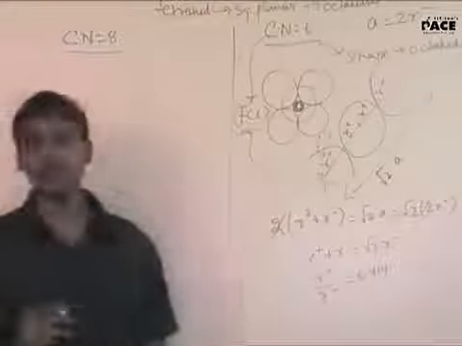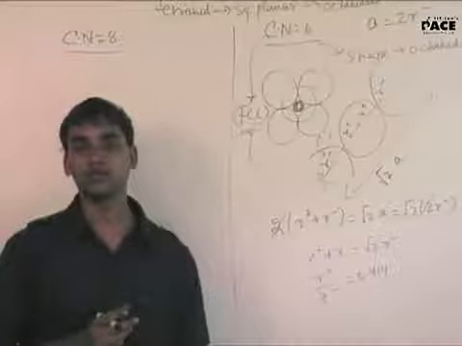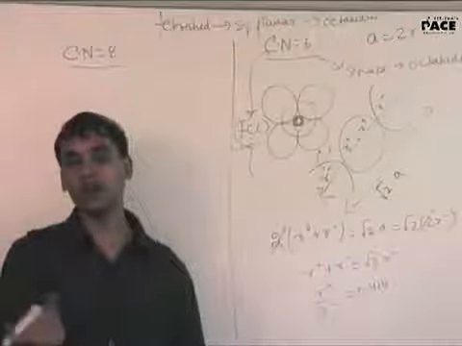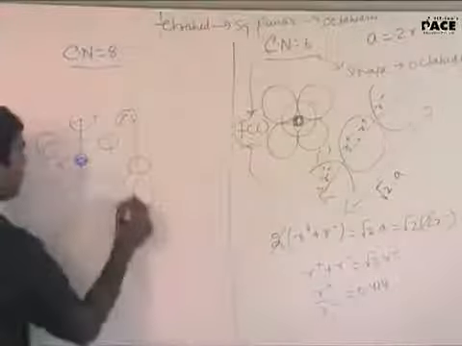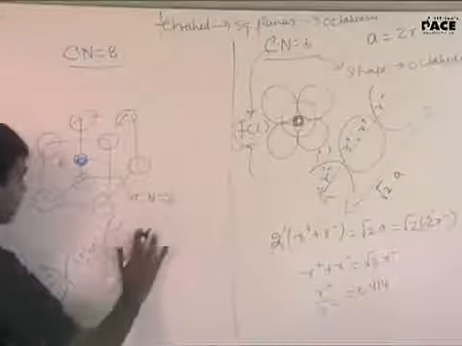So if I ask you what will be the coordination number in BCC of the central thing, what will it be? 8. So if I want to solve for a coordination number 8, I can simply consider it to be BCC. Coordination number of this will be what? 8.